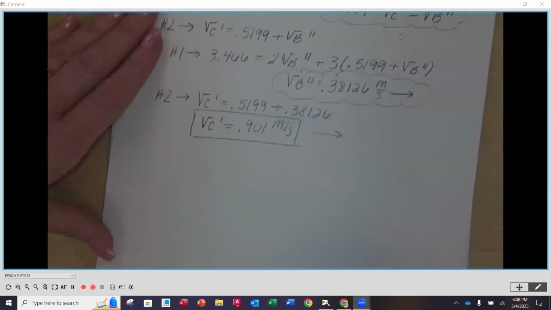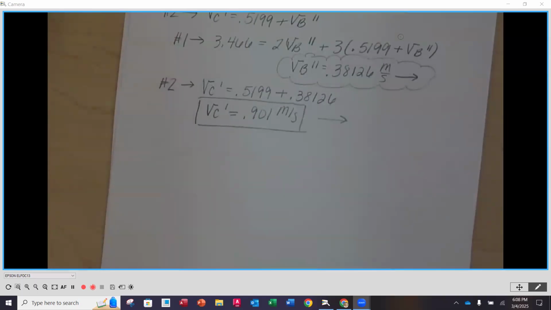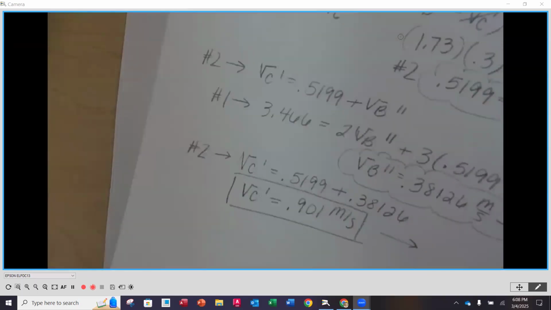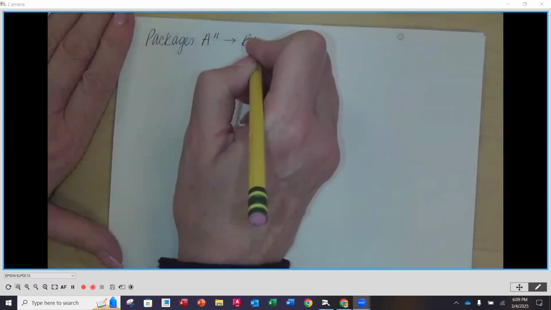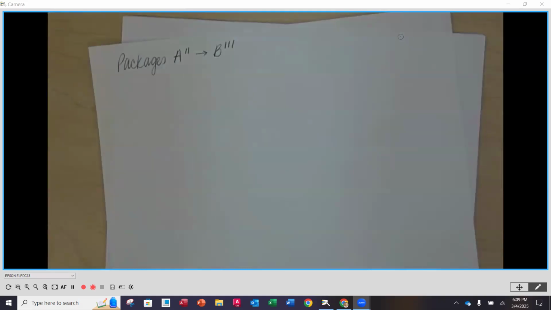So part B, I think I'm going to put it on a new piece of paper so I have a chance of it all going on the same page. So this is going to be now looking at packages A and B the second time. So packages, and I'm going to say A prime prime and B prime prime prime. It's going to get a third one because now this is the second time that it's getting hit.